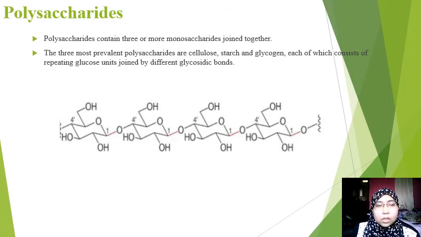Next, we will discuss the last classification of carbohydrate, which is polysaccharide. Polysaccharides contain 3 or more monosaccharides joined together. The three most prevalent polysaccharides are cellulose, starch, and glycogen, each of which consists of repeating glucose units joined by different glycosidic bonds. This is an example of a polysaccharide.